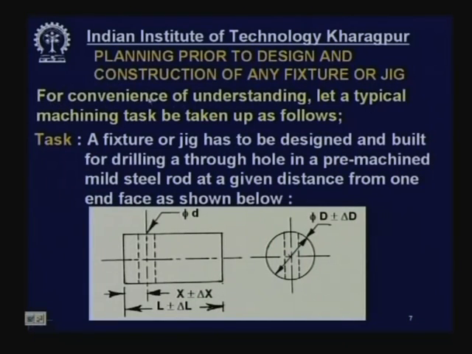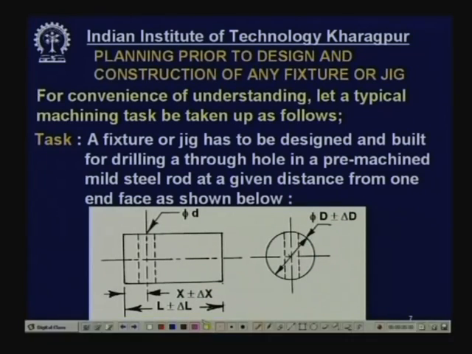Now, for convenience of understanding, let a typical machining task be taken up as follows. What is the task? We take a rod, a straight cylindrical rod of circular section of length L plus minus delta. That means the length may slightly vary because of the tolerance, and a hole, this is the real task.